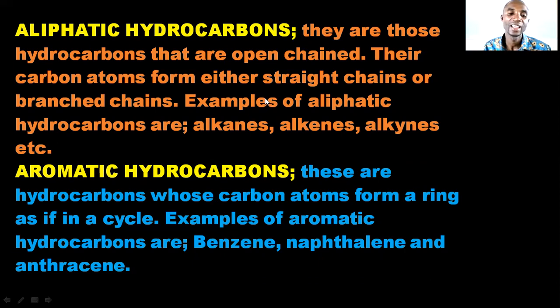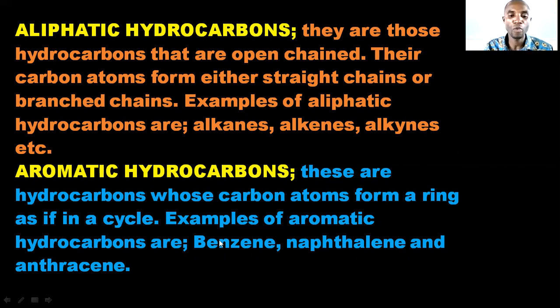The next one is aromatic hydrocarbons. What do we mean by that? These are hydrocarbons whose carbon atoms form a ring, as if in a circle. They form a ring chain, and not just any ring chain, but benzene and its derivatives. It must have a benzene structure, because we also have some closed chains that are not aromatic hydrocarbons. So the main one is benzene and its derivatives.